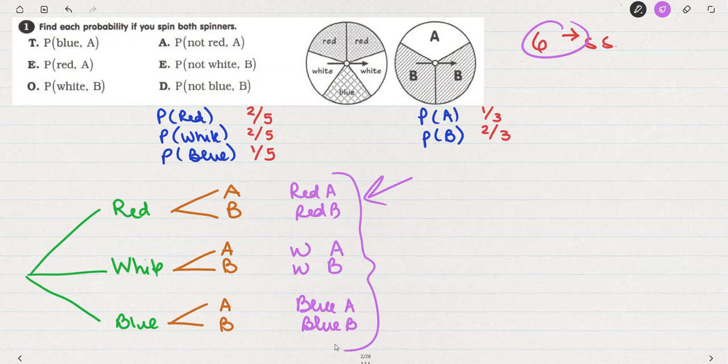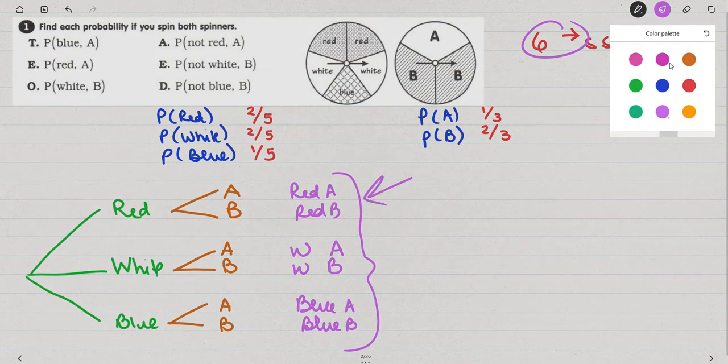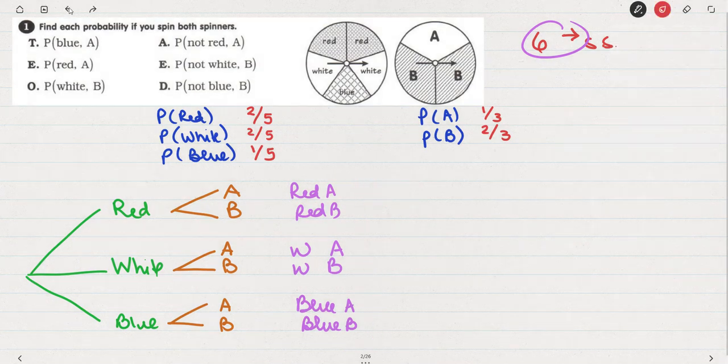I could also go back to get the probability of each element in the sample space, because the probability of going to red was 2/5, white was 2/5, and blue was 1/5. And then the A is 1/3, B is 2/3. So I can fill those in on each of these lines.